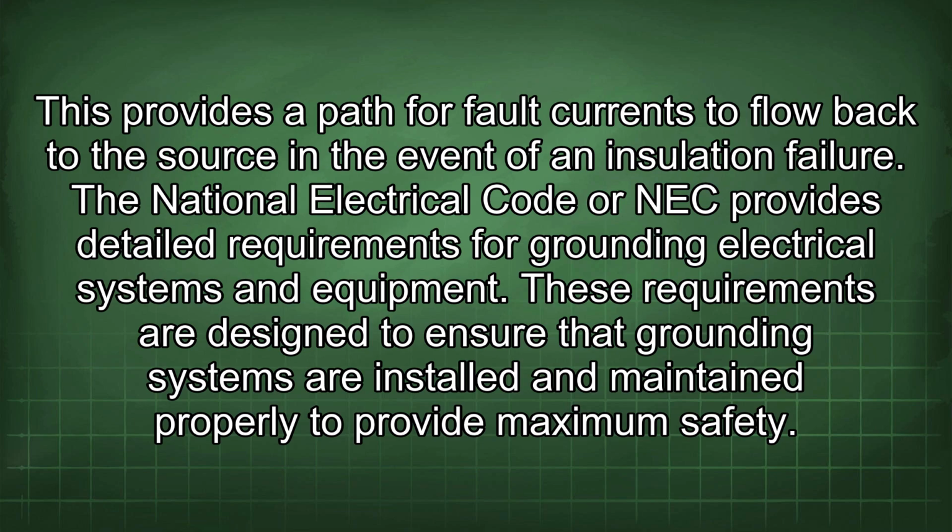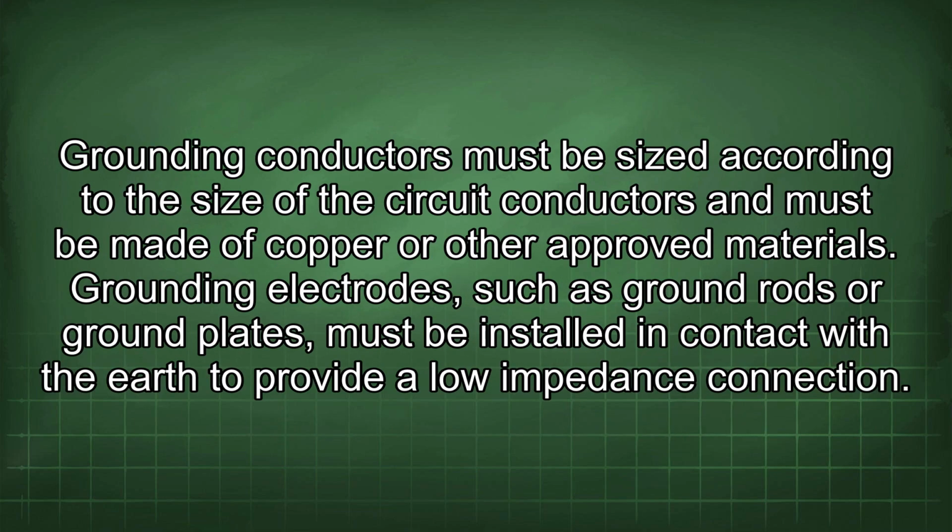The National Electrical Code, or NEC, provides detailed requirements for grounding electrical systems and equipment. These requirements are designed to ensure that grounding systems are installed and maintained properly to provide maximum safety. Grounding conductors must be sized according to the size of the circuit conductors and must be made of copper or other approved materials. Grounding electrodes, such as ground rods or ground plates, must be installed in contact with the earth to provide a low impedance connection.